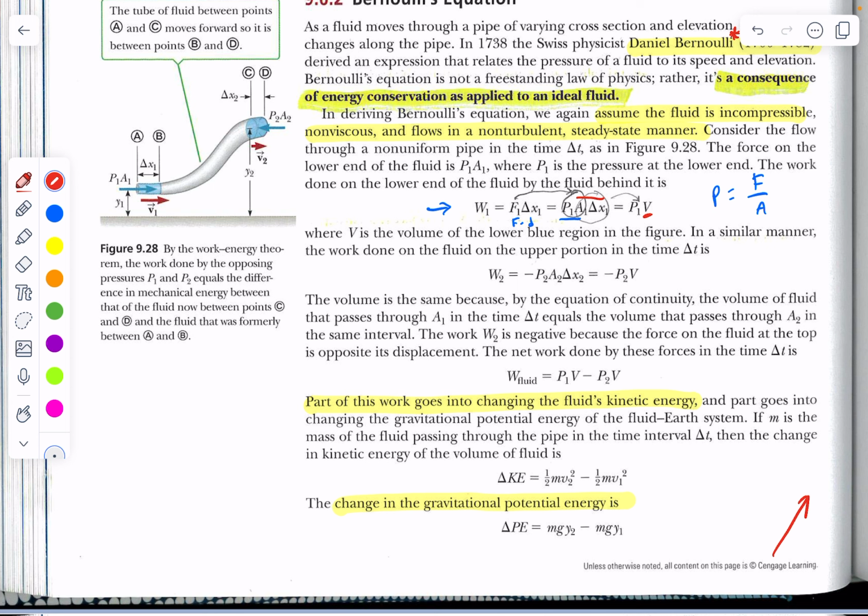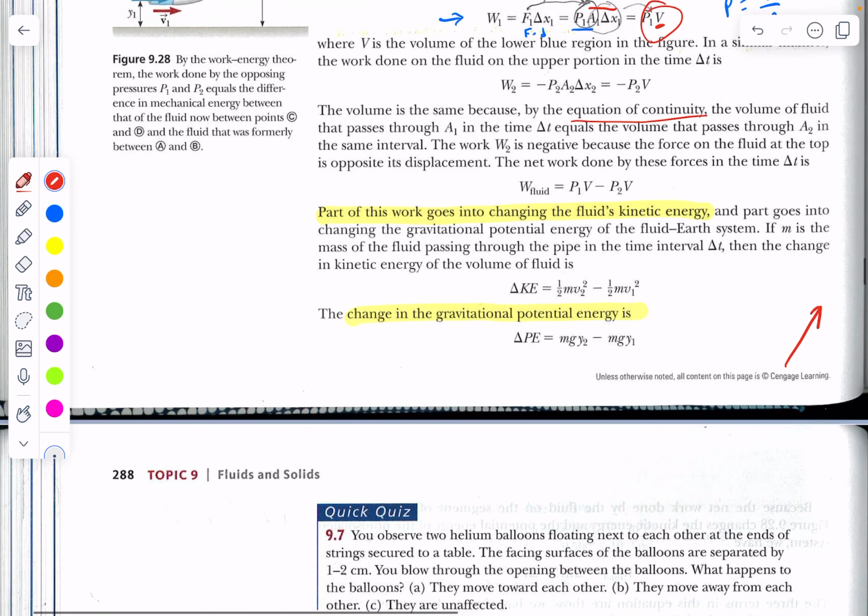So we can define the work being done as the pressure times the volume right here. And that pressure times the volume is going to be constant all the way through a pipe or a hose, like the equation of continuity. And so this work is going to be part of the conservation of energy. Before, we had the conservation of mass with the principle of continuity. Now we have the conservation of energy with Bernoulli's principle.